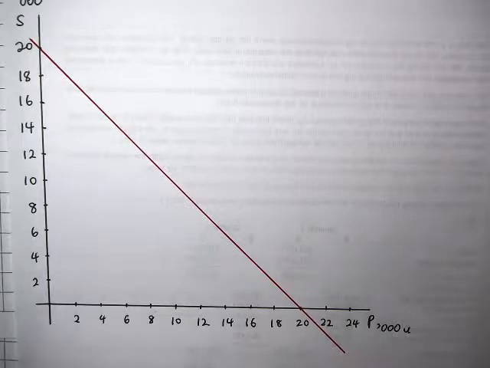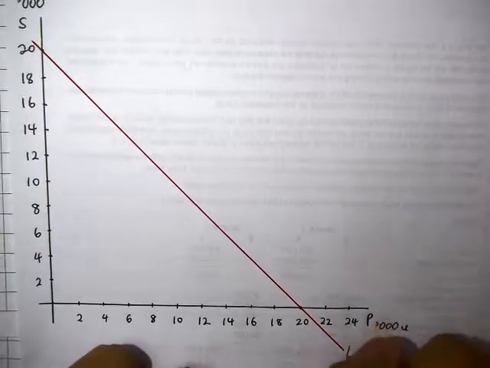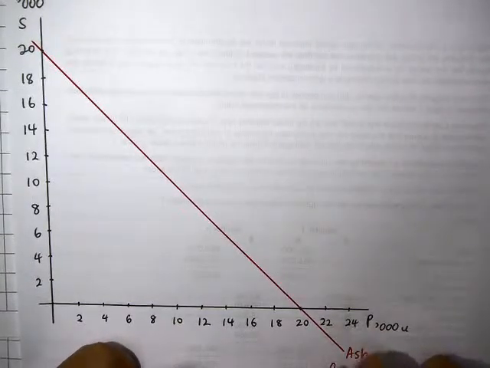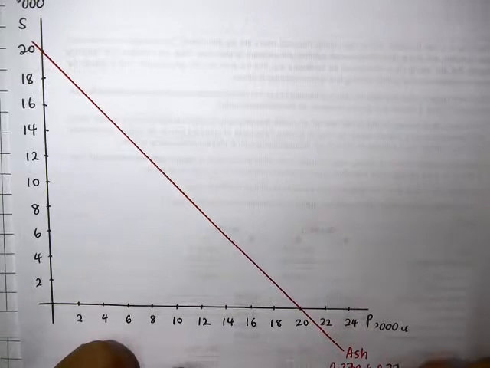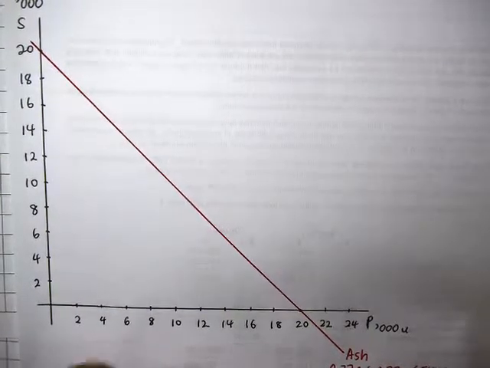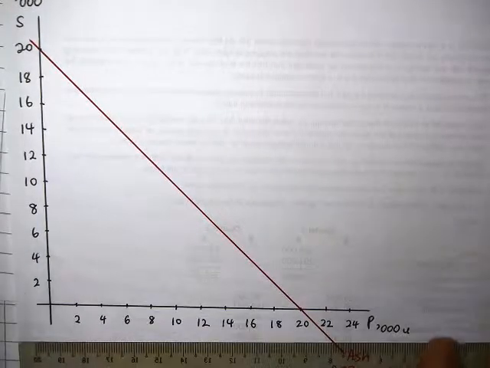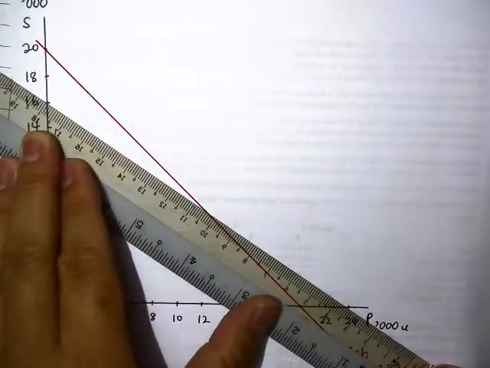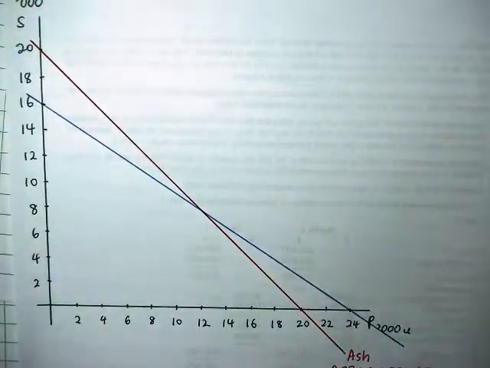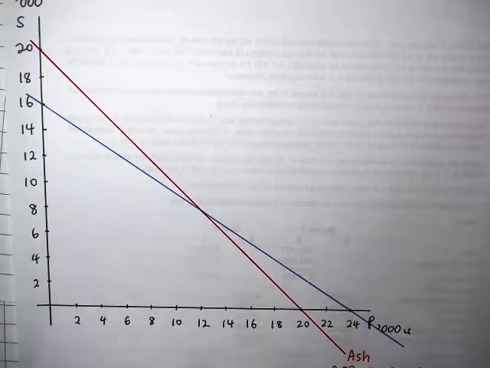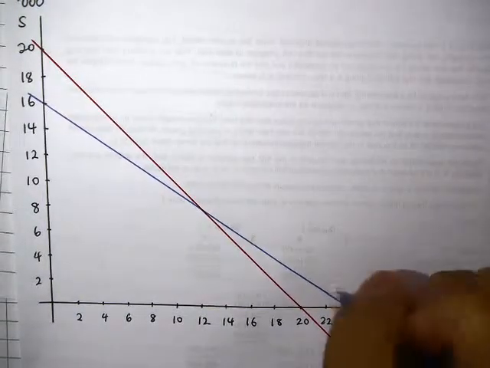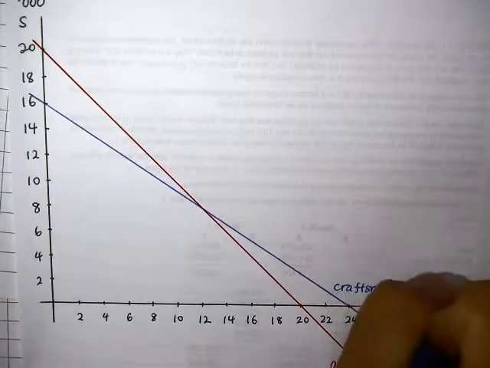Okay, the first line that I have here is ash. 0.27p, 0.27s does not exceed 5.4. Just label it. Okay, after ash we have Craftsman. S is 16 and 24. 16 and 24. That's easy also. 16, 24. Right, that's the Craftsman.